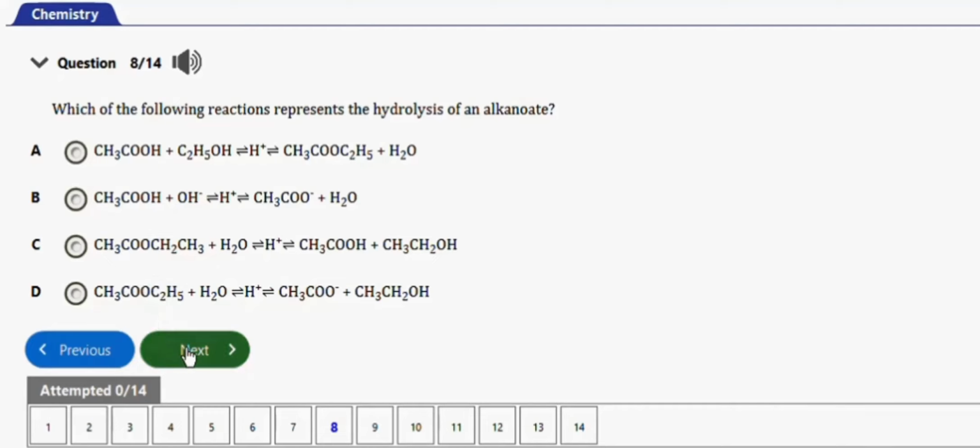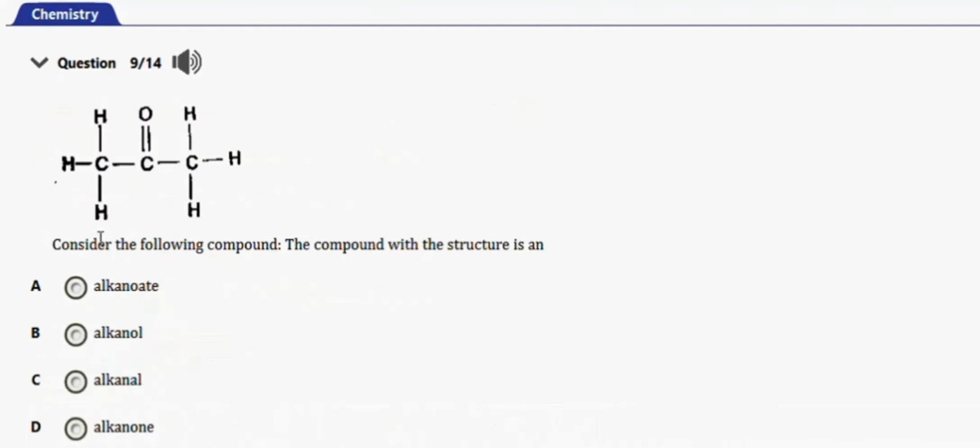The next question will be this one. It says, consider the following compound. The compound with the structure is an alkanone. Alright, option D is the right answer to this question, alkanone, taken to this particular structure, guys.